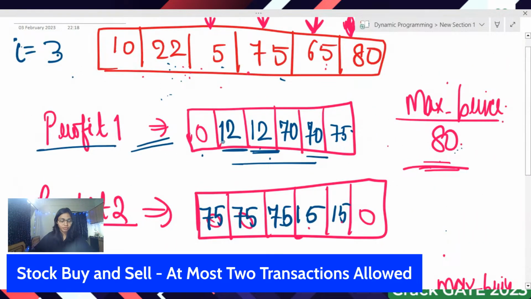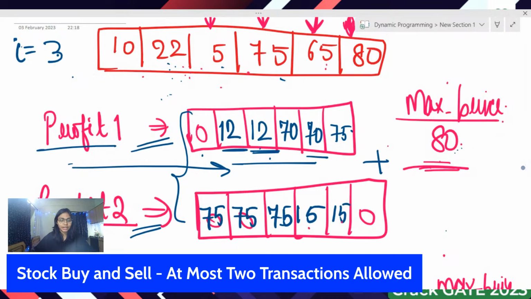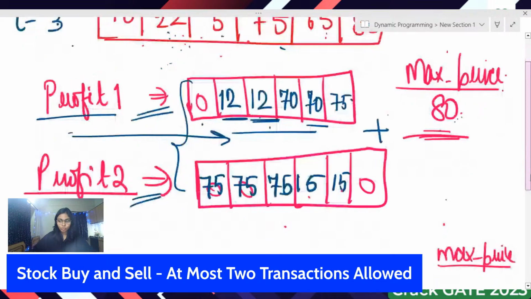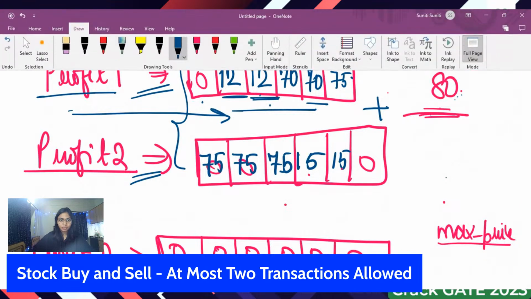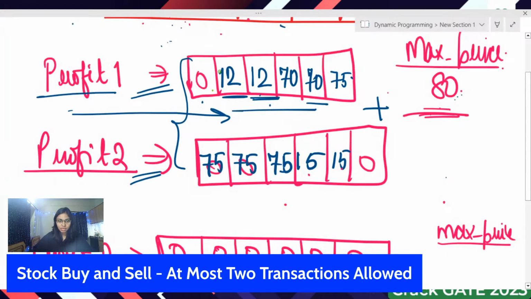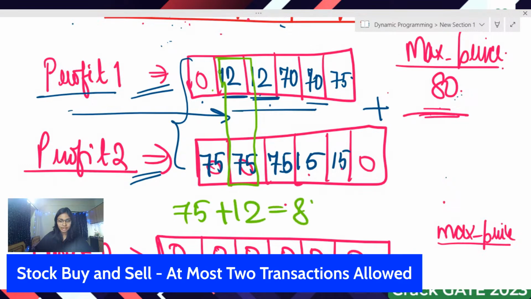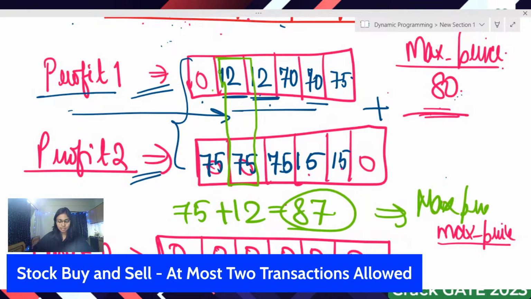So this is your profit 1 table, this is your profit 2 table. After filling both of these tables, you need to do a linear traversal in these two and sum them. At whatever point you are getting the maximum profit, that is going to be the answer. So which segment is going to give you the maximum profit? That is this one. 75 plus 12, that is 87. That is the maximum profit, and that is the answer.